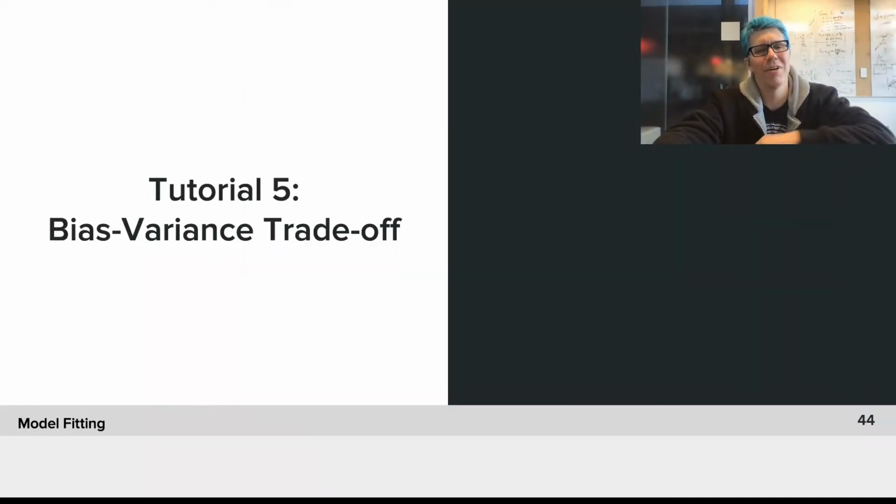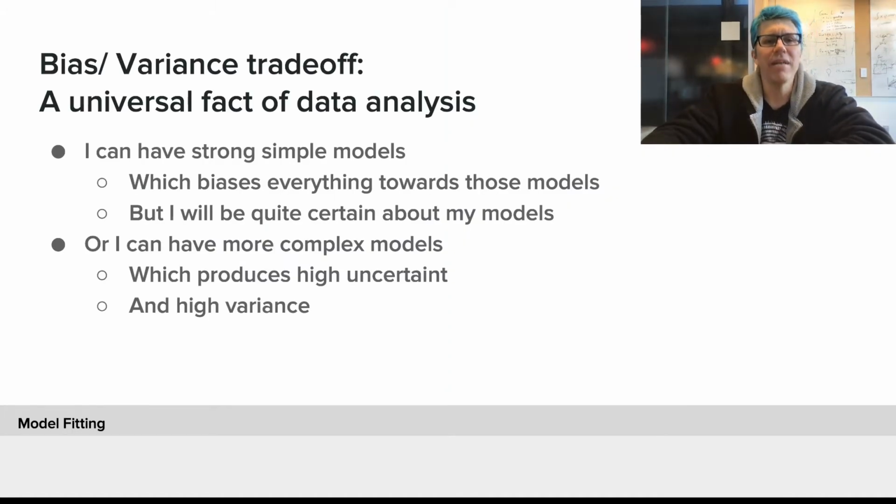So time for tutorial 5, bias variance trade-off. Bias variance trade-off is one of these universal things we're thinking of when we analyze data. So in this world, I can have strong and simple models. Everything that I see, I'll interpret in terms of those models. I will be quite certain about the parameters of my models, because there's a small number of them and the world will fit them. And basically I can be really sure what the best values for them are.